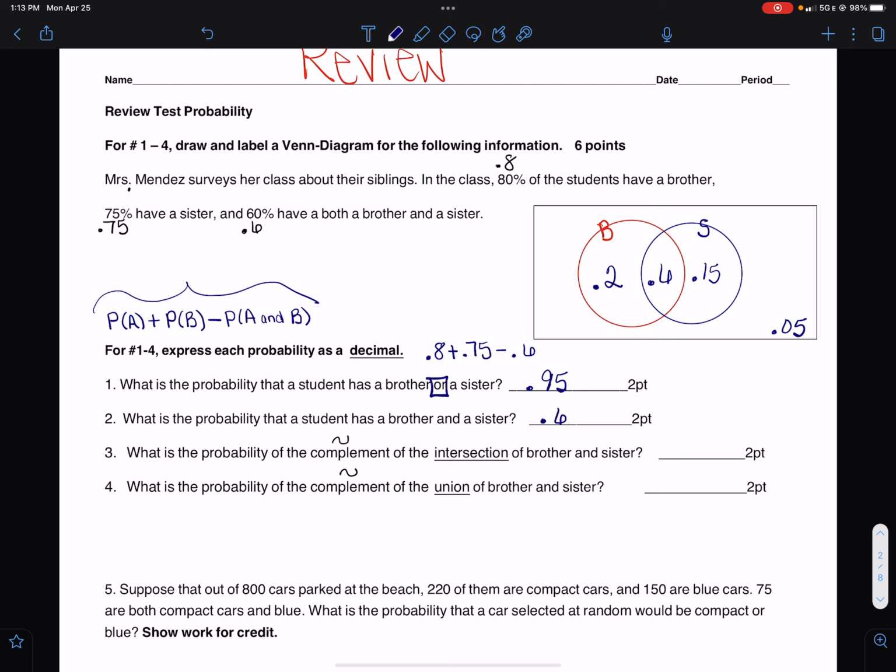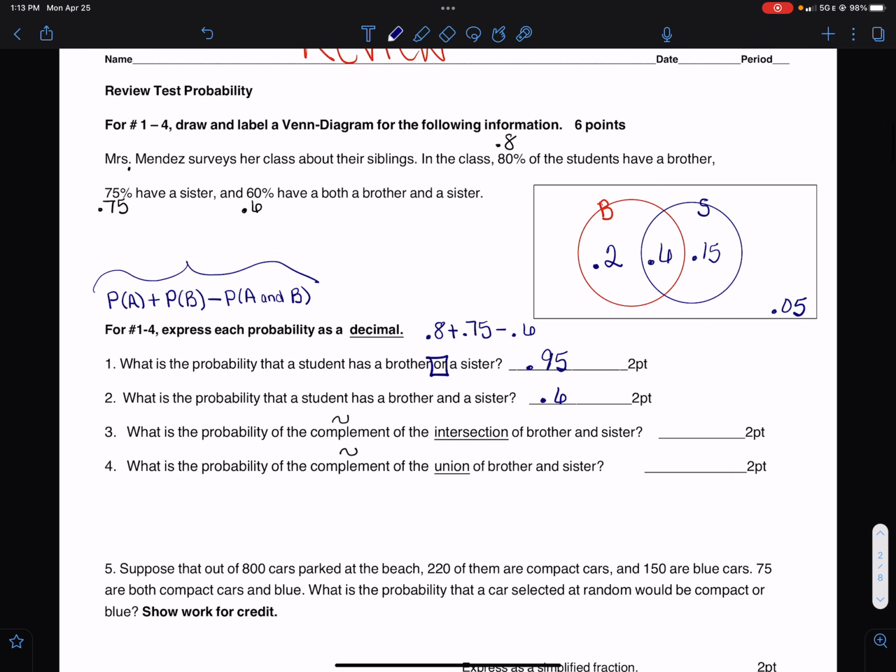What is the probability that a student has a brother and a sister? That is 6/10 or 60%. What is the probability of a complement of the intersection of the brother and sister? Remember, complement means everything but not that. So considering that it's everything, not the intersection, that would be 40% or 4/10.